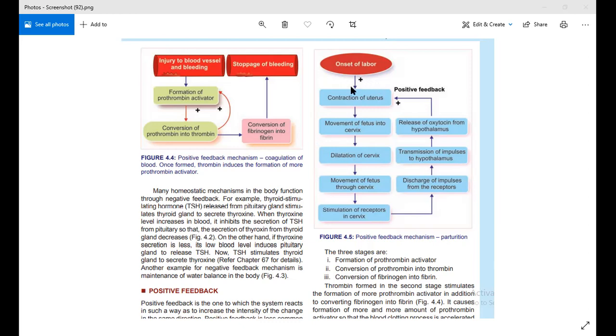So the initial input, this contraction started because of oxytocin. That will still lead again to the release of oxytocin. And oxytocin will cause more contraction, leading to the release of more oxytocin until the child is eventually born. So that is what happens in a positive feedback. So two examples of positive feedback are the blood clotting process and labor. Blood clotting and labor are the two main examples of positive feedback.